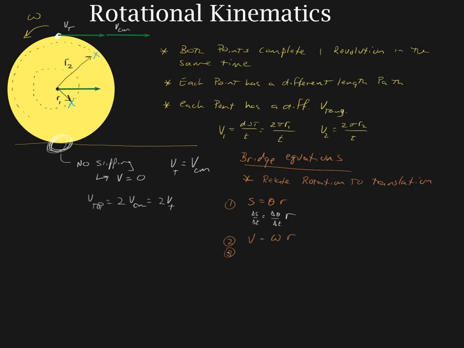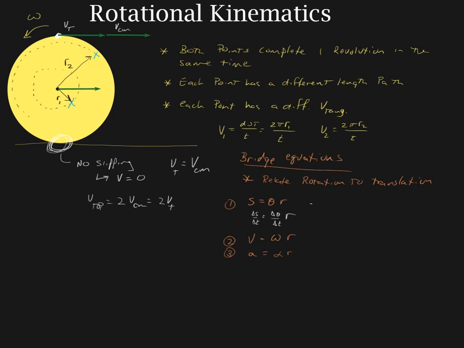And then the third one follows from the same logic. If I do delta v over delta t, I'm going to get acceleration, translational acceleration. And if I do delta omega over delta t, I'm going to get angular acceleration. And so I end up with a is equal to alpha r. So these are the three bridge equations, and they are what allow us to connect rotation with translation.